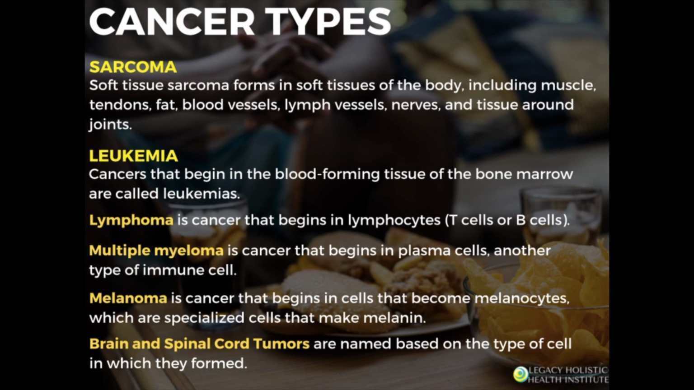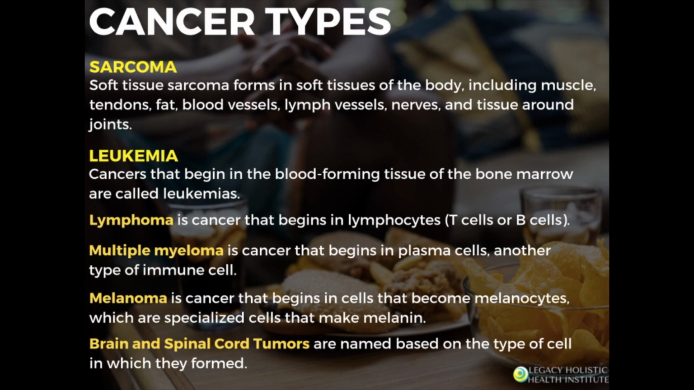Now, there are 4 different types of leukemia, which are grouped based on how quickly the disease gets worse, acute or chronic, and on the type of blood cell the cancer starts in. Lymphoma is the most prevalent type of blood cancer out there, and it begins in the lymphocytes or T cells and B cells. These are disease-fighting white blood cells that are part of the immune system. And in lymphoma, abnormal lymphocytes build up in lymph nodes and lymph vessels, as well as in other organs of the body.